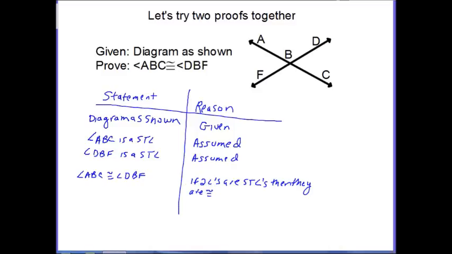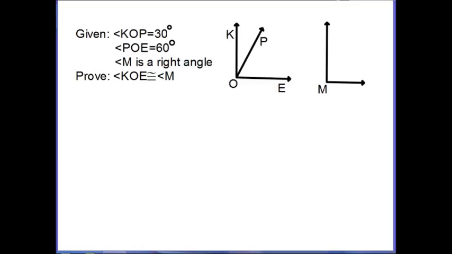Hopefully we got that. If not, make sure you make a note of that and have me explain it better tomorrow. So here's our next one. Angle KOP equals 30 degrees. Angle POE equals 60 degrees. Angle M is a right angle. We want to prove that angle KOE is congruent to angle M. Now, what we'll notice here is that this adds up to 90. So they both have the same measure, so they're congruent.